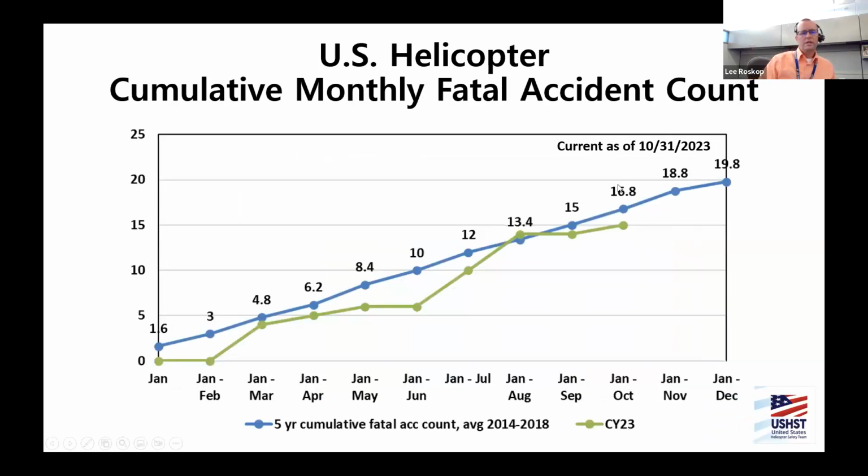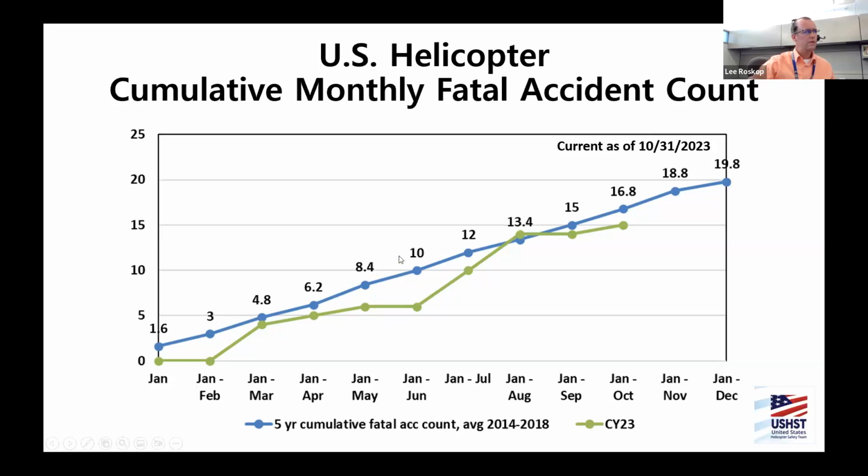So to give an idea what those look like from a count standpoint, the blue line on the chart is the baseline for 2014 through 2018, and the green line is what we have for 2023. We talked about January, February, we started great out of the gate, no fatal accidents in either one of those months. March, there were 4, and then we went through a series of months where there was only 0 or 1 fatal accidents until we get to the end of June and into the July, August timeframe.